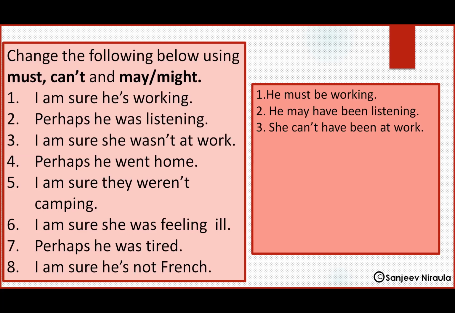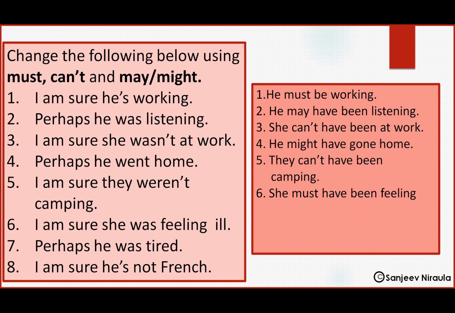Number 4, perhaps he went home. It is past tense, went, so use have plus verb 3rd. He might have gone home. In this way, you can do question number 5, 6, 7, and 8 easily. Just remember those two basic rules that we studied before doing this exercise.